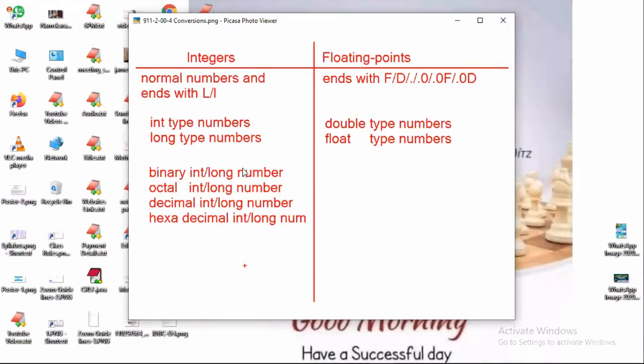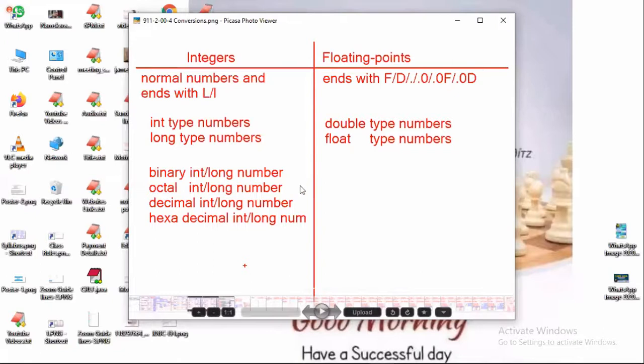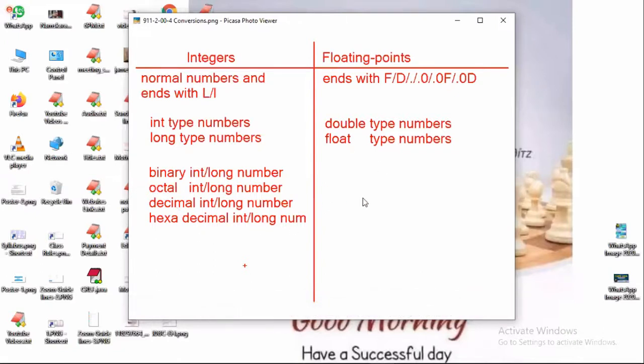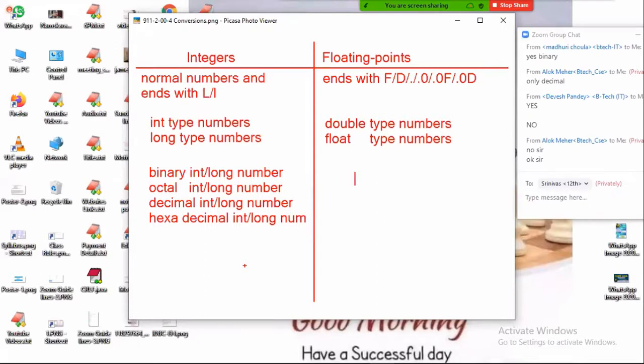Binary floating point literals are not there. Octal floating point literals are not there. Decimal floating point literals are there. Hexadecimal floating point literals are there. Okay, what is the meaning of it? Observe. If you write 0B10.5, the compiler throws an error. 0B10.5 is not allowed to write.